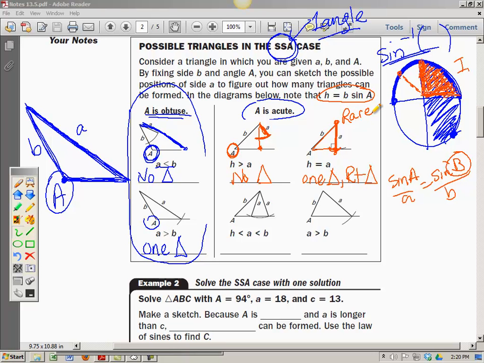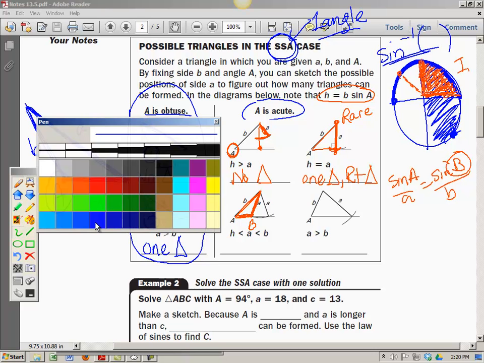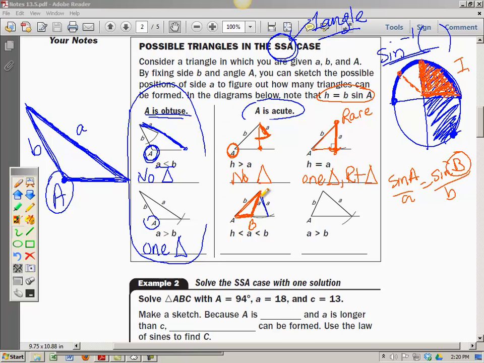Now, maybe the given side A is long enough to reach. Well, now we have to examine two cases. What happens if angle B is an obtuse angle? Well, if angle B is an obtuse angle, then we'd get that triangle there. If I took the inverse sine and got something here in the first quadrant, it is possible that B is over here in the second quadrant as well.